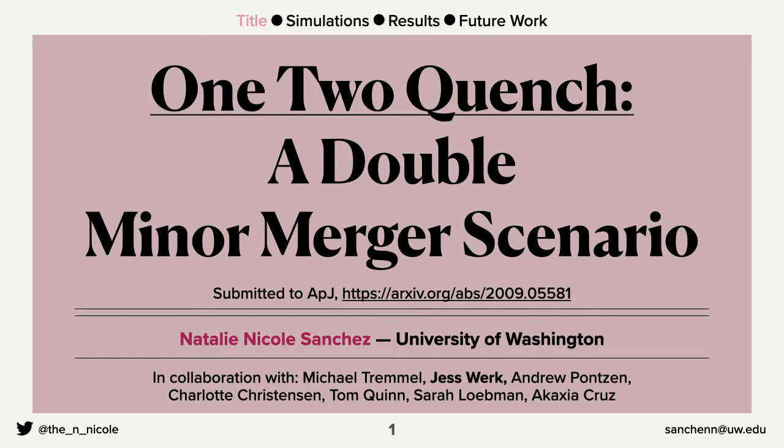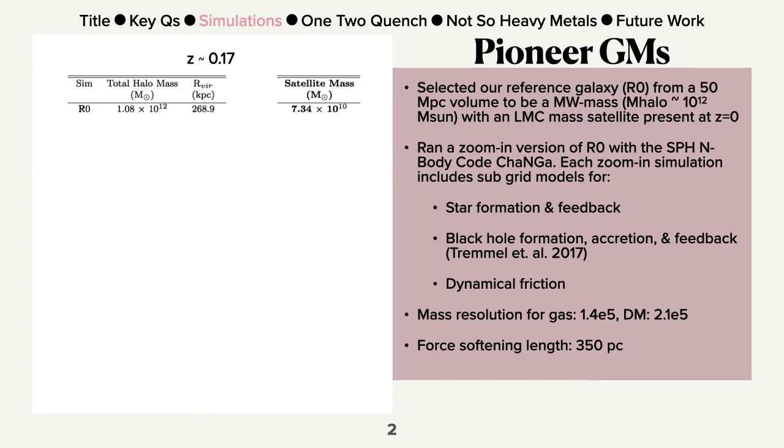Hi there, I'm Natalie Nicole Sanchez, a graduate student at the University of Washington working with Jessica Work, and I'd like to share the results of my recent paper, Two Quench, which explores quenching in Milky Way-mass galaxies through minor merger interactions. To begin, I'd like to introduce our simulation suite, the Pioneer GMs.